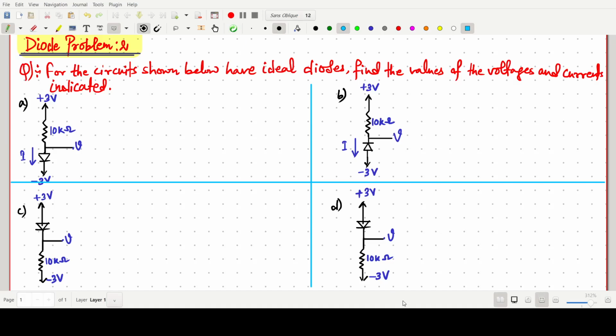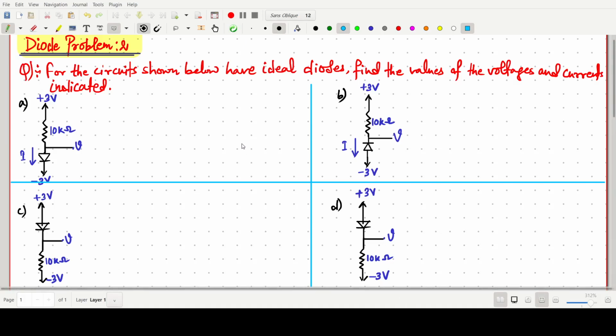Welcome everyone. In this video lecture, we will solve a very simple diode based problem which is from the Microelectronics Circuits book. So the question is this: for the circuit shown below, there are four figures: figure A, B, C, D, and all figures have ideal diodes. All are ideal diodes. So we have to find the value of the voltage and currents indicated.